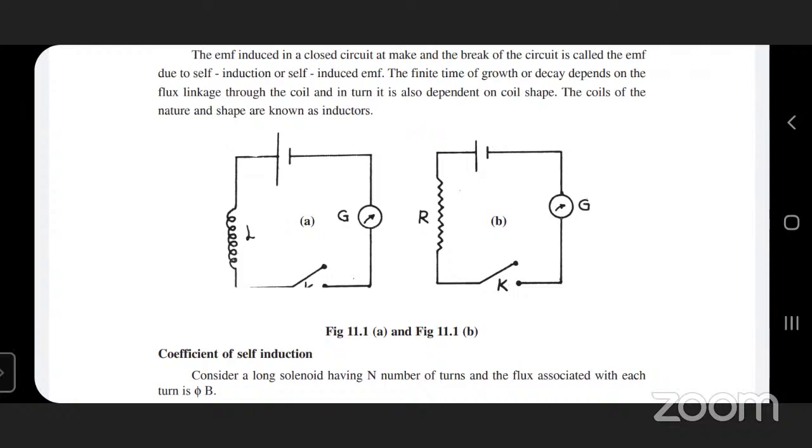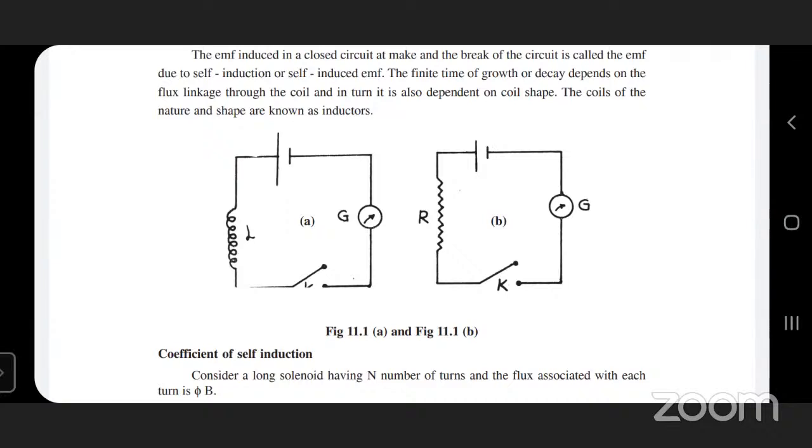Comparing figure A and figure B, you can easily observe that figure A offers more current than figure B. In figure A, an inductor is there, which offers more current. In figure B, a resistor is there. The resistor does not offer any current at all, and stops the current. That is the difference between the coil and the resistor. That means the coil offers more current.